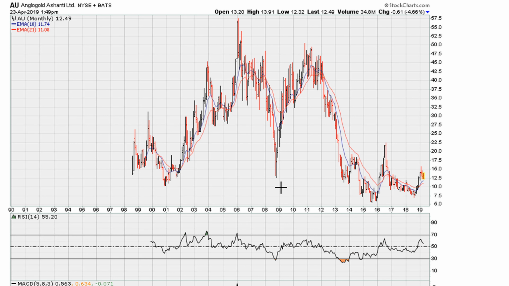Now let's take a look at some individual names. For example, let's take a look at AU. And here we can see how we could have used the uniformity method over the last couple of months. And again, this uniformity method is going to show up on any time frame that you are looking at. So understanding this can be helpful in trading.